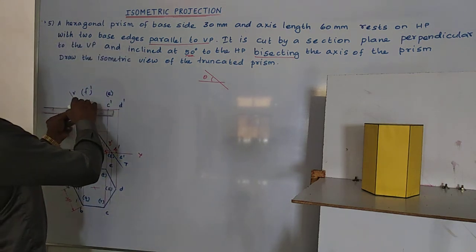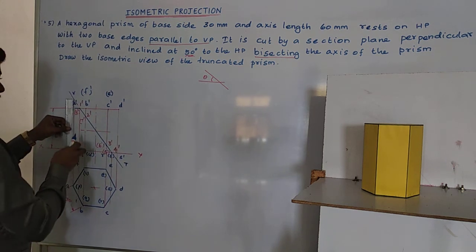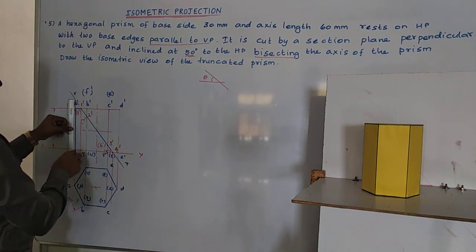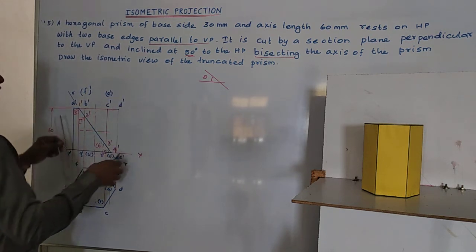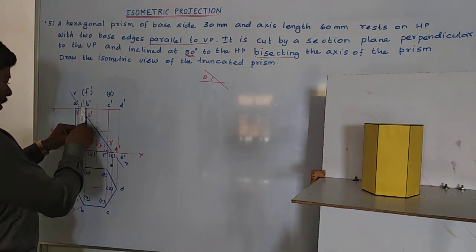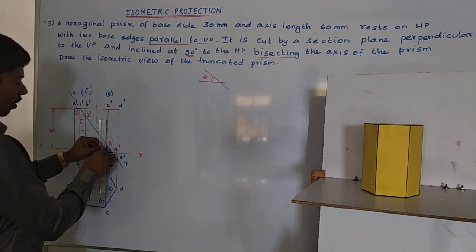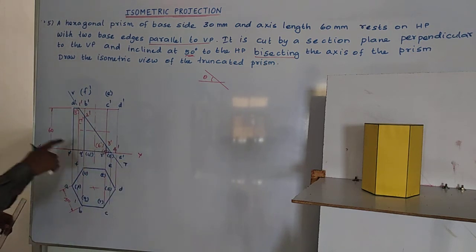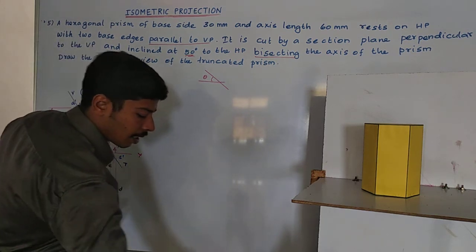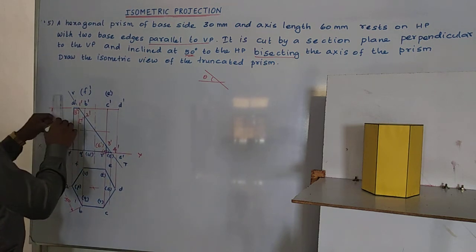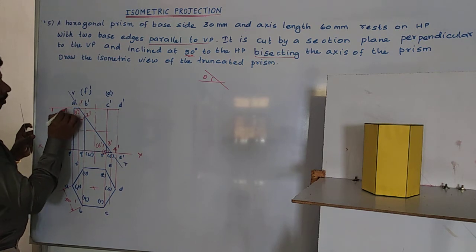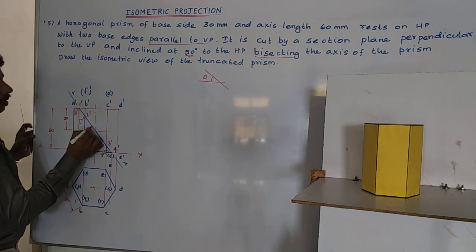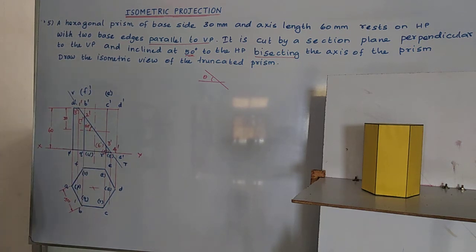Then darken the visible edges, the remaining portion. So we are moving to this side to draw the isometric view for this object. Here the object meets at 30 mm, bisecting the axis, and the angle is also 50 degrees. So this is all very important.